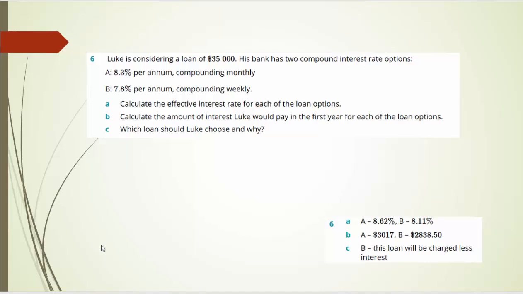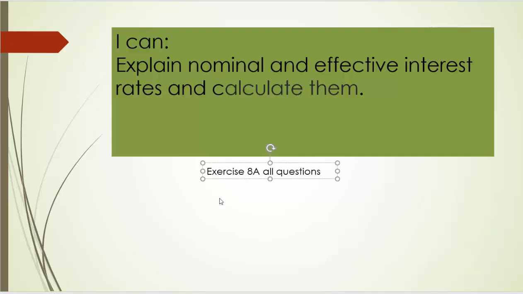That's the difference that the loan will cost you depending on which one you take, and obviously Luke should choose the cheaper one, B. There you are. Now you know, if you follow that, how to calculate nominal and effective interest rates and explain them.